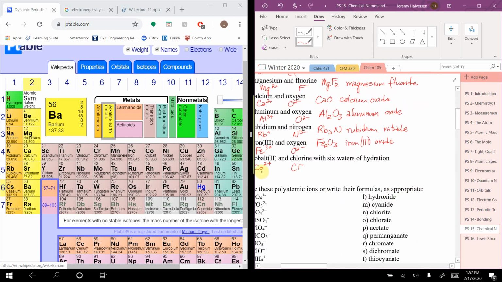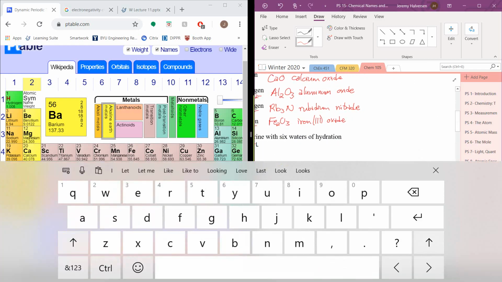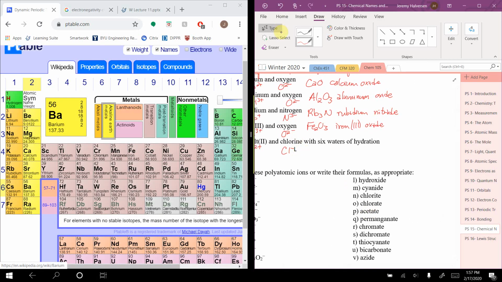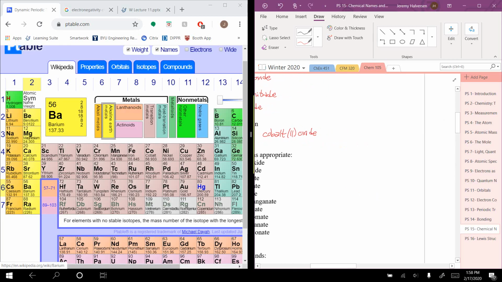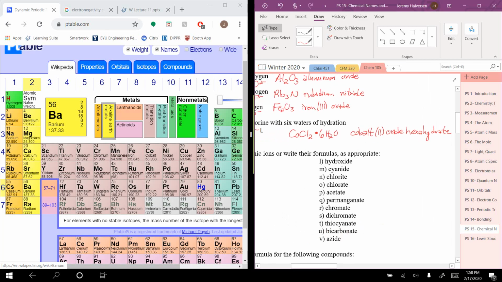So for 1 cobalt 2+, we need 2 chlorine minuses, so I'm going to have CoCl2, and then for the 6 waters of hydration, you just put a big dot and put 6H2O, and then the way we call that would be cobalt(II) chloride, and then you add, because there's 6 waters, hexahydrate, in case you ever see something like that again.